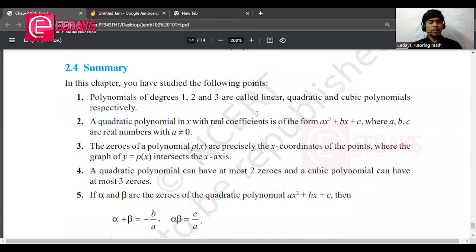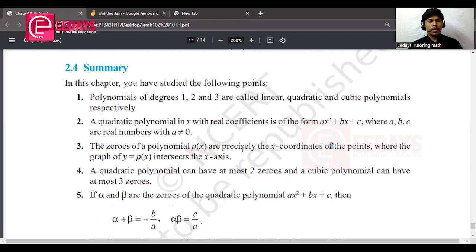Let's summarize the total polynomial chapter. First, we discussed the types of polynomial based on the degree. If the degree is 1, we call it a linear polynomial. If the degree is 2, we call it a quadratic polynomial. If the degree is 3, we call it a cubic polynomial. The quadratic polynomial is ax square plus bx plus c, where a, b, c are real numbers and a is not equal to 0. This is the standard form.